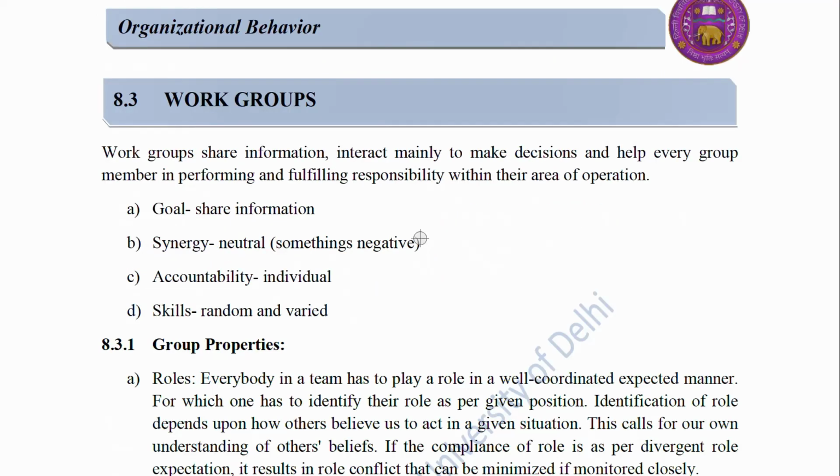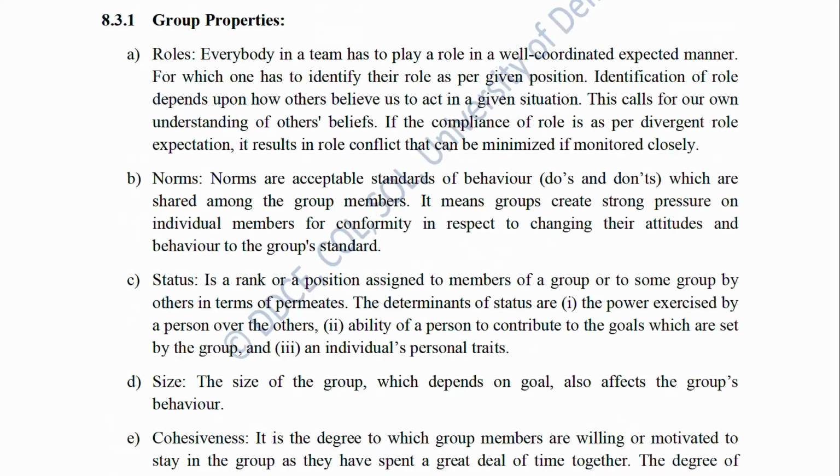8.3 Work Groups. Work groups share information, interact mainly to make decisions, and help every group member in performing and fulfilling responsibility within their area of operation. A. Goal: share information. B. Synergy: neutral, sometimes negative. C. Accountability: individual. D. Skills: random and varied.